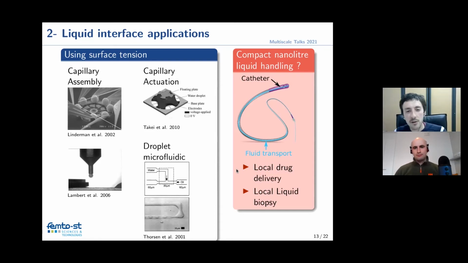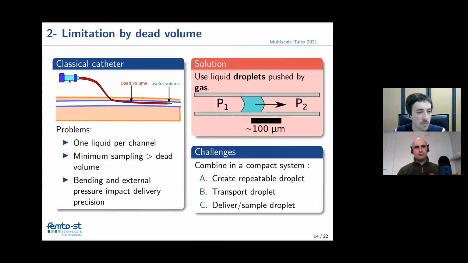Again, in the idea of designing these compact actuators to go at the tip of a long tube for surgery, we're wondering how we could use this to make local drug delivery and also local biopsy. The main problem is why we can't use a classical catheter, even a small one, which could be just a plain tube, a plain capillary tubing, maybe 100 or 200 micrometers. Well, there is a lot of dead volume, and if you want to sample something, the useful volume is really small. Also, if you bend this tube, it's really hard to control how much you deliver just by controlling the amount you push at the back.